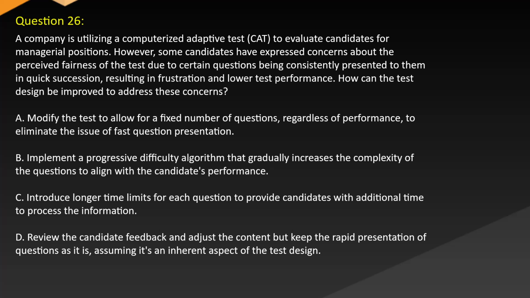A. Modify the test to allow for a fixed number of questions, regardless of performance, to eliminate the issue of fast question presentation. B. Implement a progressive difficulty algorithm that gradually increases the complexity of the questions to align with the candidate's performance. C. Introduce longer time limits for each question to provide candidates with additional time to process the information. D. Review the candidate feedback and adjust the content but keep the rapid presentation of questions as it is, assuming it's an inherent aspect of the test design.